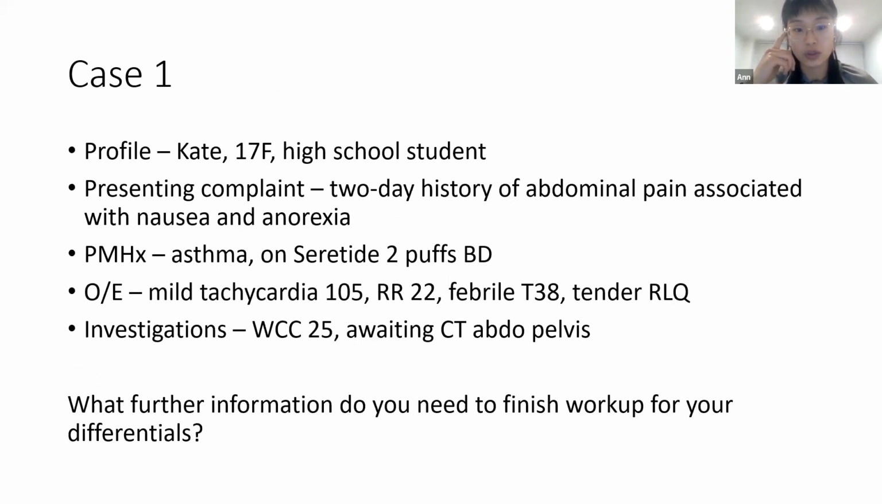She's a high school student, and she presents to the ED with a 2-day history of abdominal pain associated with nausea and anorexia. Her past medical history is significant only for asthma, for which she takes regular Seretide. On examination, she has mild tachycardia of 105, respiratory rate of 22, she's febrile to 38 degrees, and she has a tender right lower quadrant. You've done some bloods. The only thing that came back abnormal was a white cell count of 25, and she is in the holding bay at radiology waiting for a CT of abdomen and pelvis.